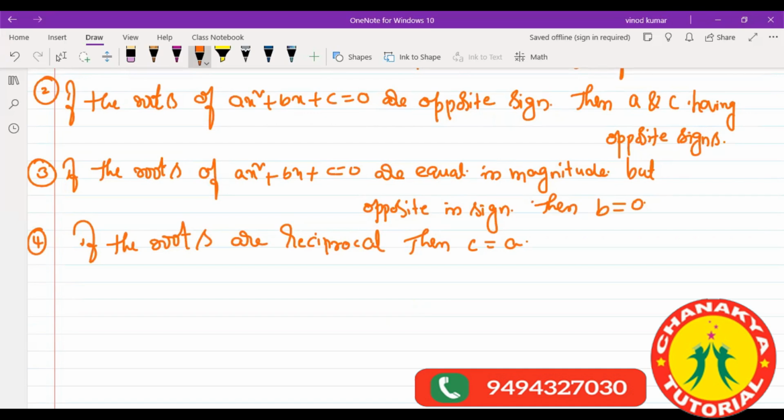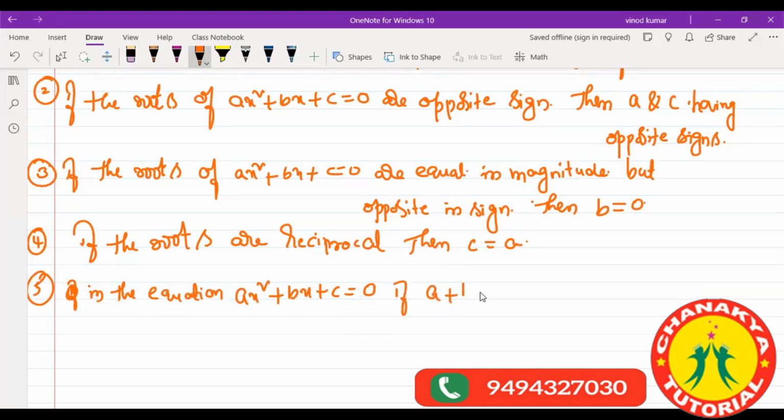And next, the very most important point: in the equation ax square plus bx plus c equal to 0, if the sum a plus b plus c equals 0, where a means the x square coefficient, b means the x coefficient, c means the constant, the sum of these three equals 0, then the roots are automatically 1 comma c by a.